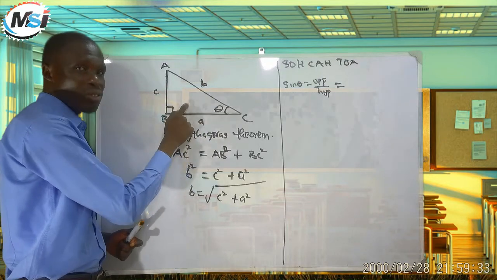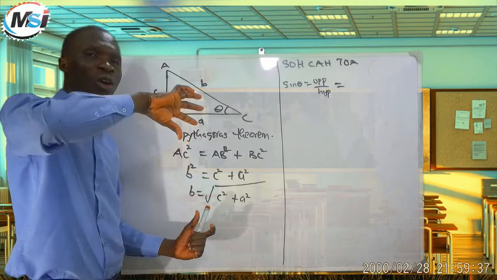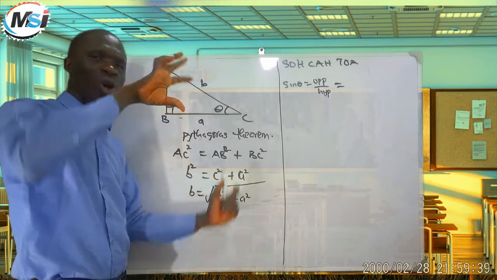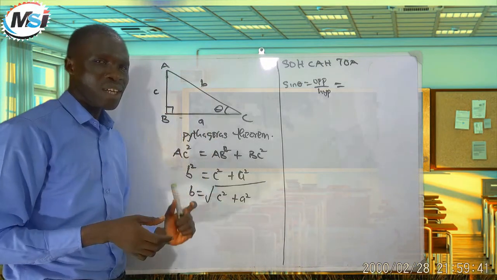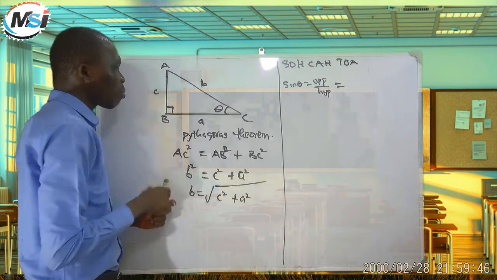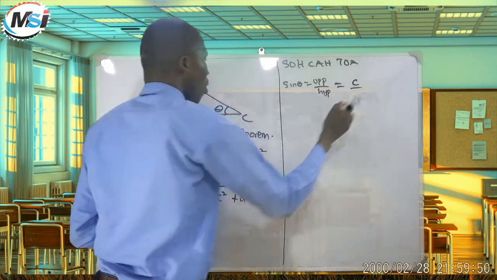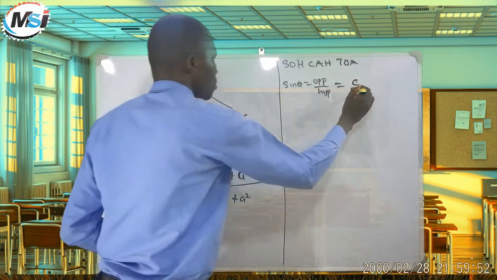I want you to take note of that, because sometimes you might see a question where they will turn the right angle triangle upside down. If you are not careful, you get confused. So this is opposite, which is C all over B.